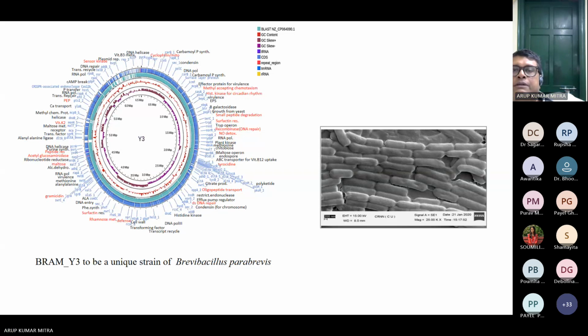And they not only produce the oligopeptides, but also help in their transport outside, which will reduce the competition when grown in a mixed condition. So this particular bacteria was unique for us, and it is still playing a very gigantic role in our further research as Brevibacillus parabrevis.